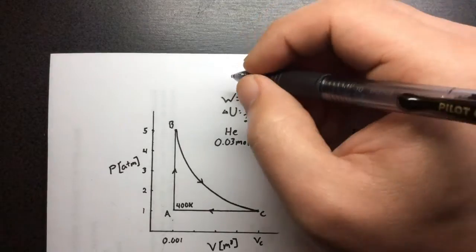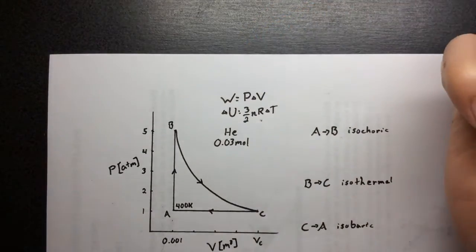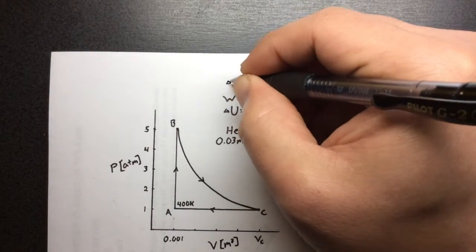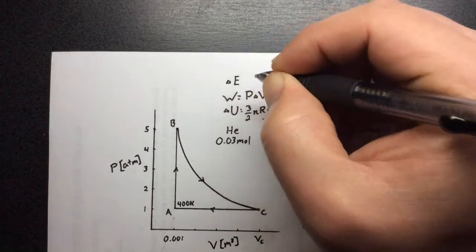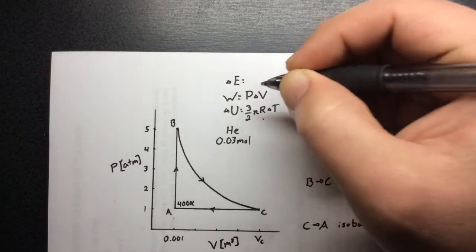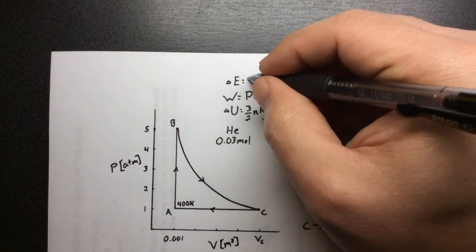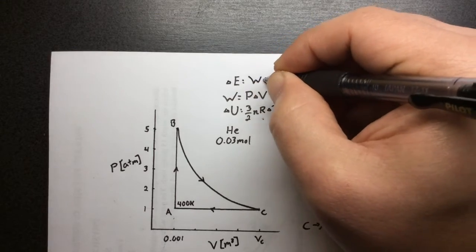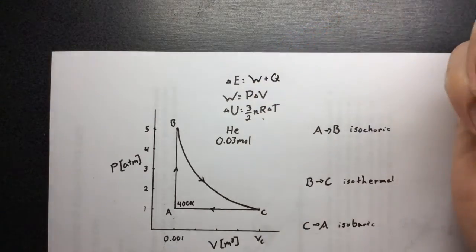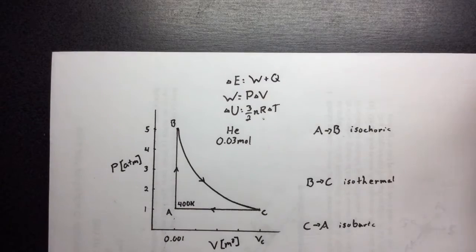And lastly, we can consider the law of conservation of energy, which says that the change in total energy of our system, delta U, is equal to the amount of work done plus the Q that's going to be added or removed. So this could be plus or minus for either one.